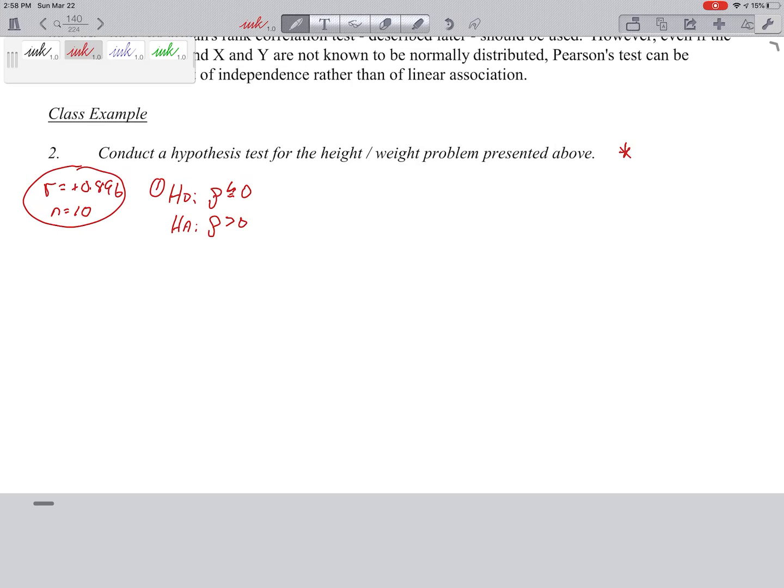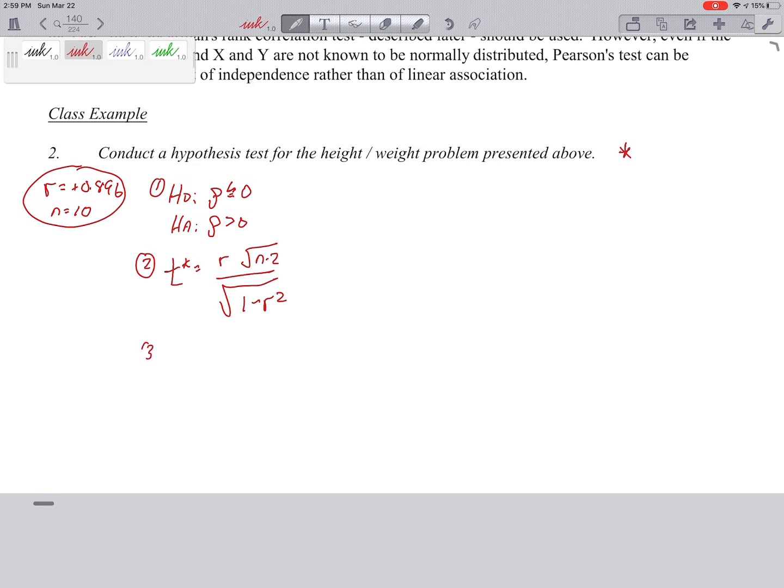I'm fine with you keeping it as equals rho, as long as we understand that what we're testing is whether it's significantly positive. A negative R would actually support the null hypothesis. The test statistic is just the t star. Calculated t is equal to R times the square root of n minus 2, over the square root of 1 minus r squared.